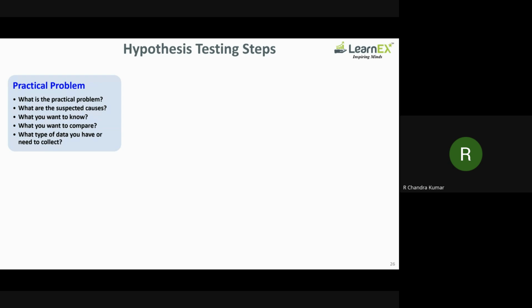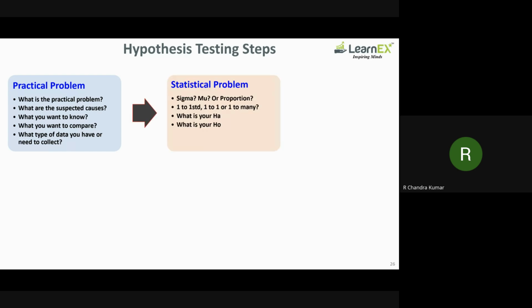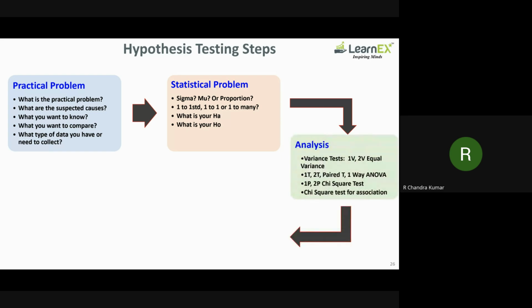It can be done with the available data. It can be done by experimentation, by intentionally collecting controlled data. I'll share some examples of how it is used. So we have a practical problem. We convert the practical problem to a statistical problem in terms of standard deviation, in terms of mu or proportion. Then we write the null and alternate hypothesis. And then we decide which kind of test to be used.